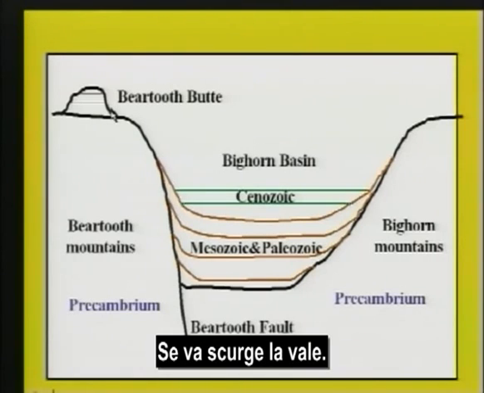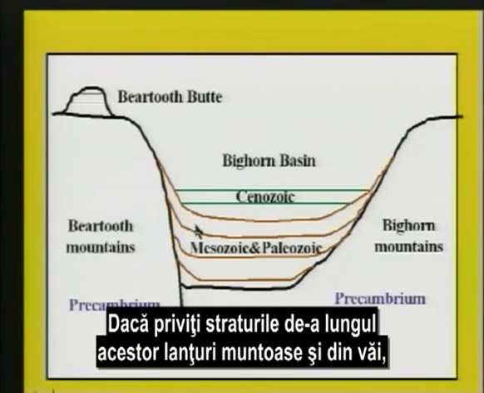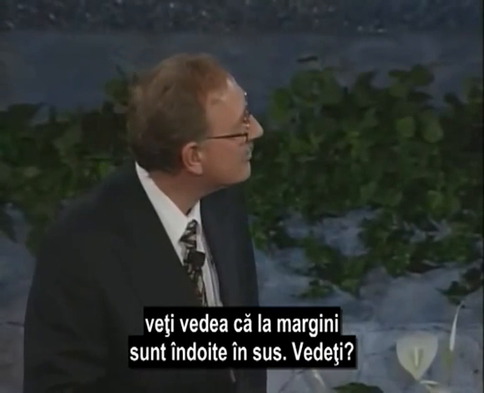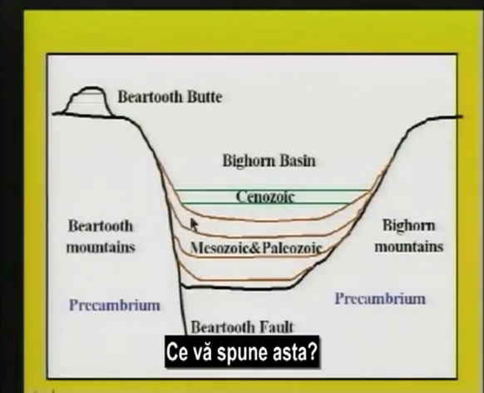It'll cascade down into the valley. Now, if you look at the layers along these mountain ranges and in this valley, you will see, interestingly, that they are folded up on the sides, like that. You see that? What does that tell you?